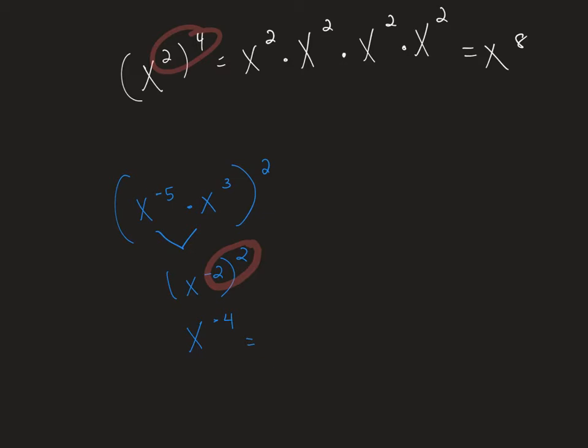Again, remember that if I have a negative exponent, I can rewrite it as positive if I put it in the denominator. So I could either say x to the negative fourth, or I could say 1 over x to the fourth. And those two mean the exact same thing.